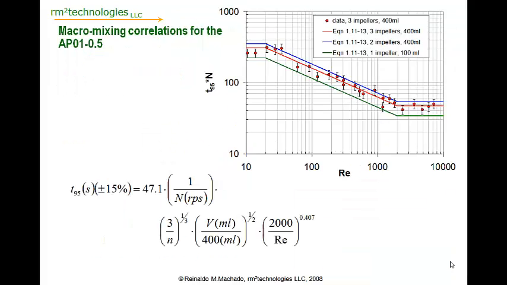We have developed macro mixing correlations for the AP01 reactor. In this plot, we see the T95 times the agitation rate as a normalized mixing time, and that is correlated with the Reynolds number. At very high Reynolds number and very low Reynolds number, we see a constant value. In between, in the transition region, we have an equation that describes the performance, or the T95, as a function of Reynolds number, volume, and the number of impellers. This can now be used to make evaluations of the mixing time and compare it to the large-scale vessel.